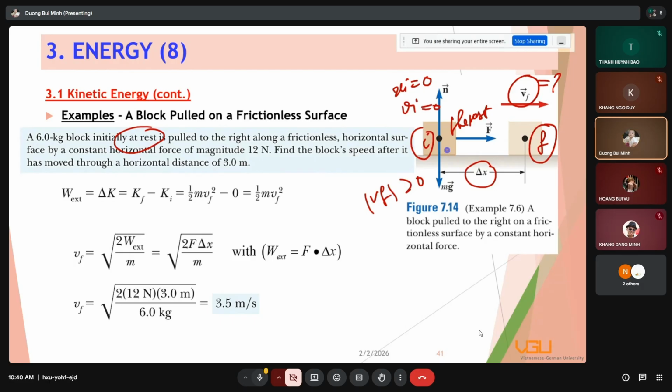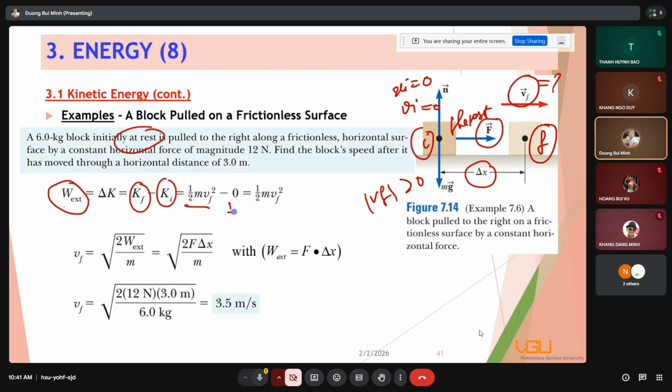Okay, so we have the formulas. We have external force. We have external work because of external force. Okay, external force. So you get Kf minus Ki, and Kf is half mvf square.